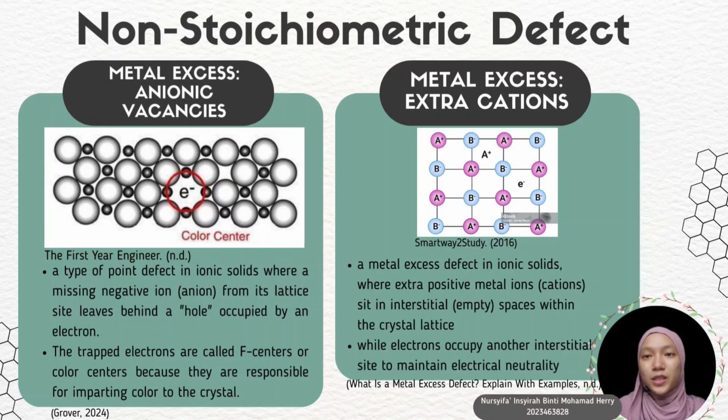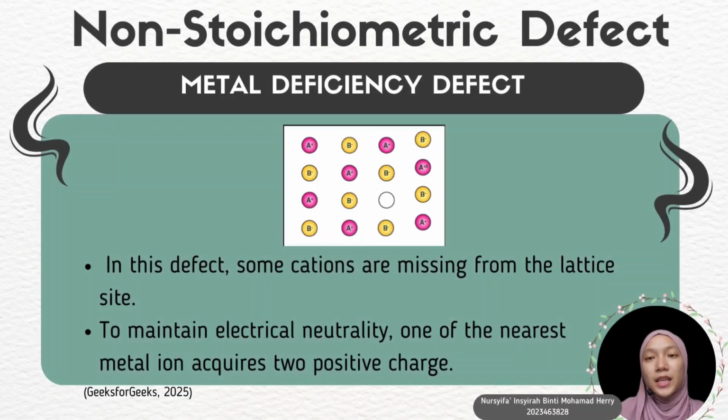Next, metal excess, which is extra cations, is where a metal excess defect in an ionic solid has extra positive metal ions, cations, sitting in an interstitial space within the crystal lattice, while electrons occupy another interstitial site to maintain electrical neutrality. Next type of non-stoichiometric defect is metal deficiency defect. In this defect, some cations are missing from their lattice sites. To maintain electrical neutrality, one of the nearest metal ions acquires 2 positive charges.